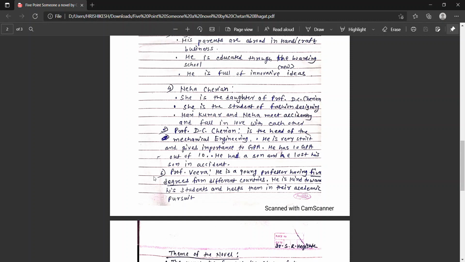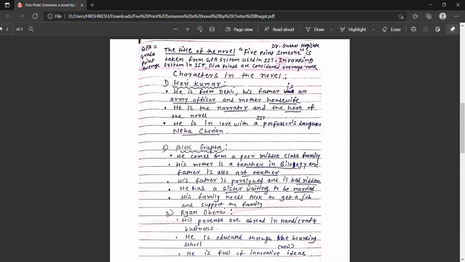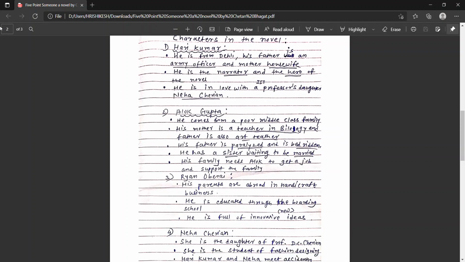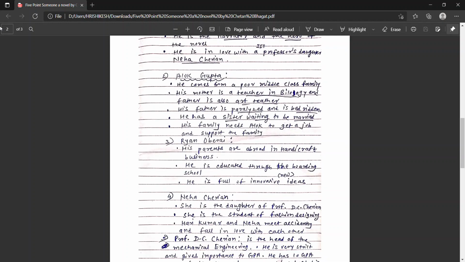Out of these six characters, again, three characters are important. That of the three friends who study in IIT Delhi. These three characters are Hari Kumar, Alok Gupta, and Ryan Oberoi. These three characters have different family backgrounds. They come from different classes, and Chetan Bhagat has focused on their family backgrounds. So indirectly he has focused on life in middle class, poor middle class, and upper class families, and the difference between these families.